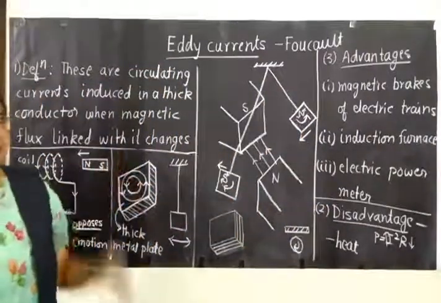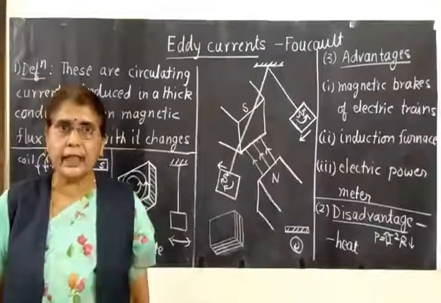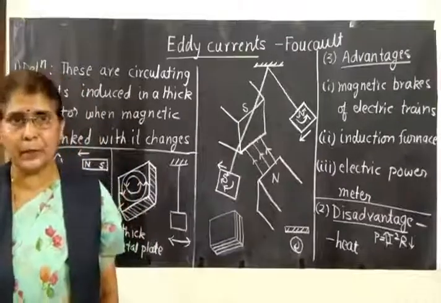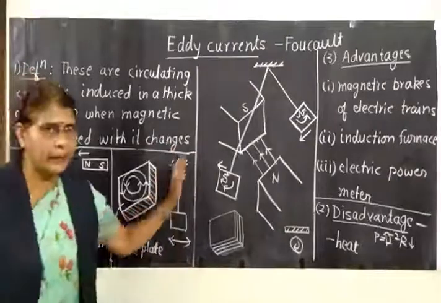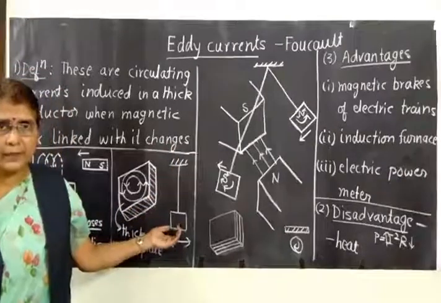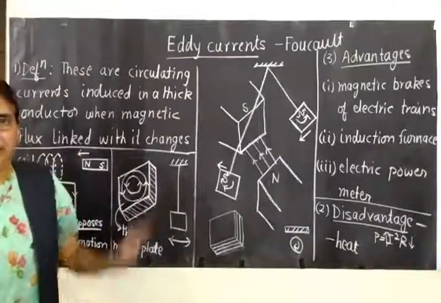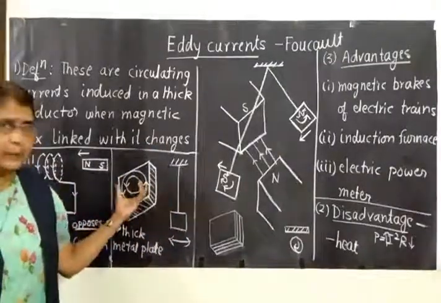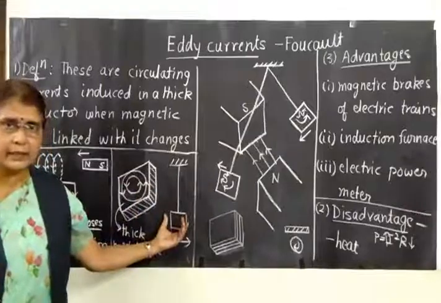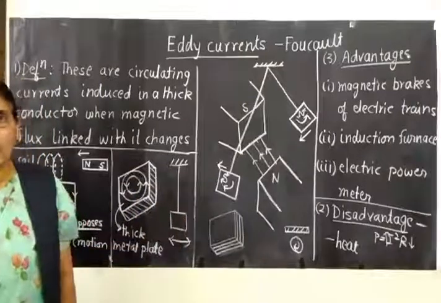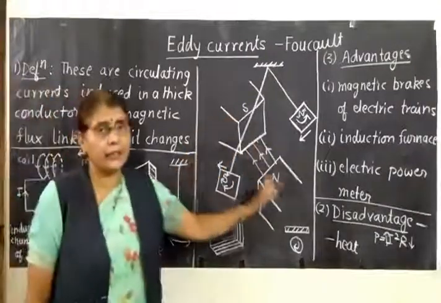Now, how to change the magnetic flux linked with this thick metal plate? For that, we shall take the simple experiment which we did last time, the simple pendulum experiment. In the simple pendulum experiment, you had a metal bob suspended by a string and made it oscillate. Now, let us remove the bob and connect this thick metal plate to the end of the string, and make it oscillate in the magnetic field.